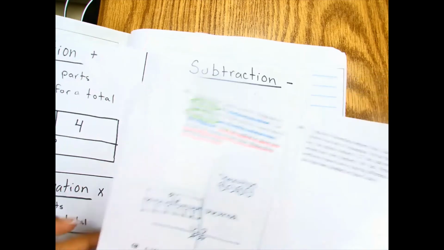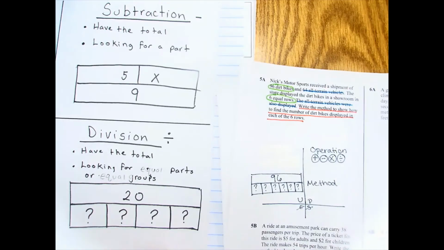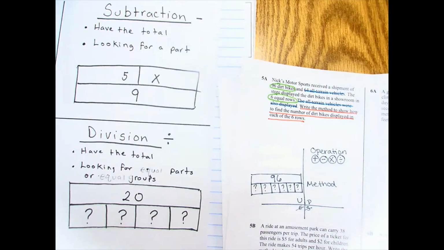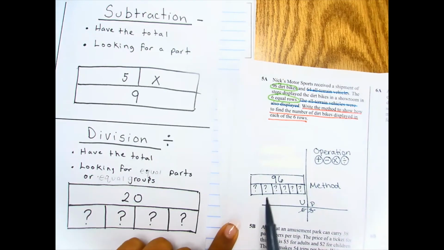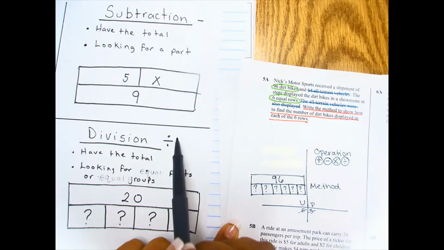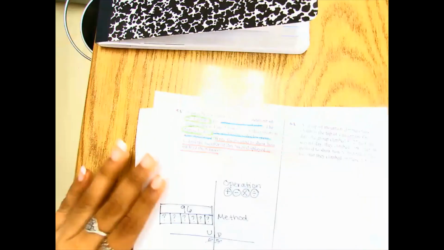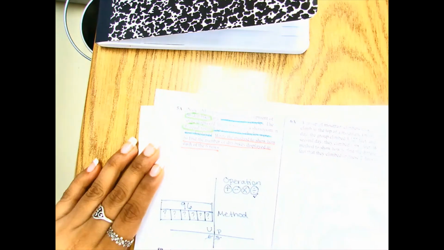Let's look at division. So it says division. I have a total. Yes, I have a total. And I'm looking for equal parts or equal groups. Perfect. This is exactly what I need. I'm also looking for equal parts or equal groups. And what operation is this, boys and girls? Division. So I know I have to divide. So I'm going to put a check mark on the division because I know that's what I have to do.